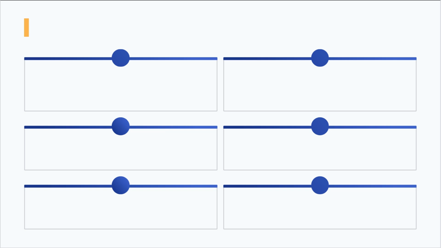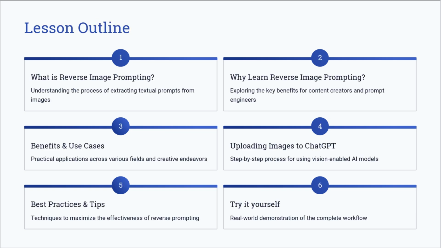Let's get into it. Alright, here's a quick look at what we'll be covering in this lesson. First up, what is reverse image prompting? We'll break down exactly how AI can look at an image and turn it into a detailed, usable prompt. Next, why should you learn this? We'll talk about the big wins for content creators, artists, and anyone working with AI-generated visuals.